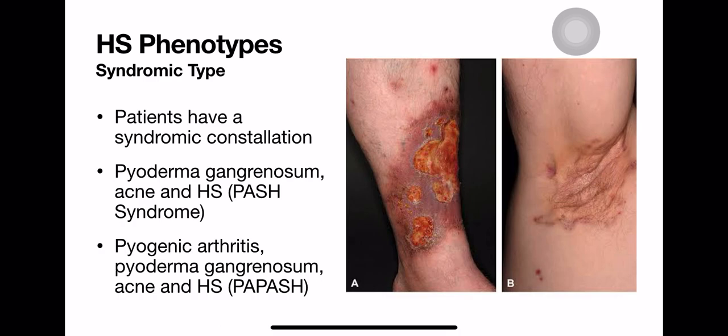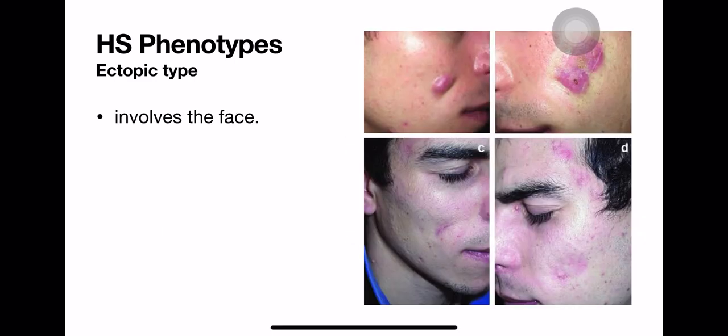Another would be the syndromic type. So it could occur with PASH or PAPASH. So PASH consists of pyoderma gangrenosum, acne, and HS, whereas PAPASH would be PASH with the addition of pyogenic arthritis. And lastly, the ectopic type, which involves the face. So although these phenotypes do not guide therapeutic decisions, consideration of these phenotypes may help optimize disease management.